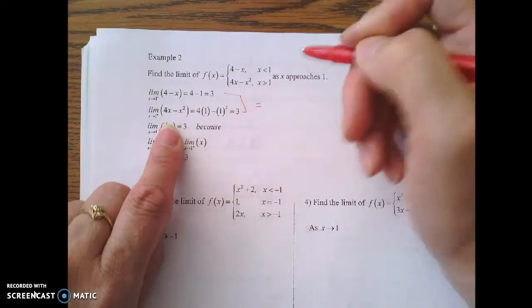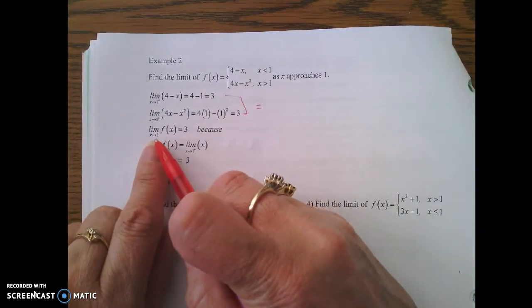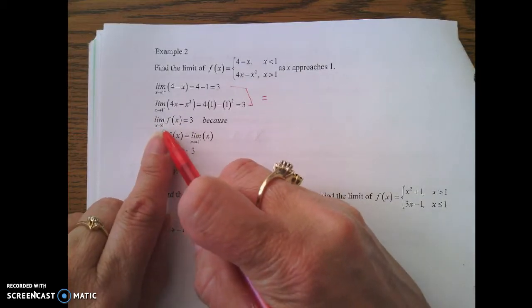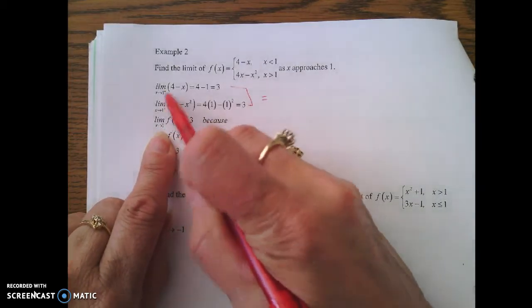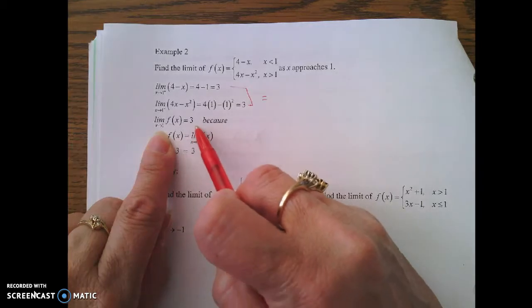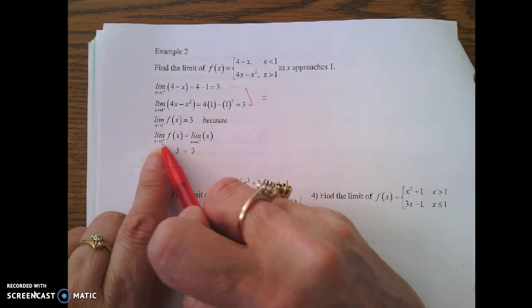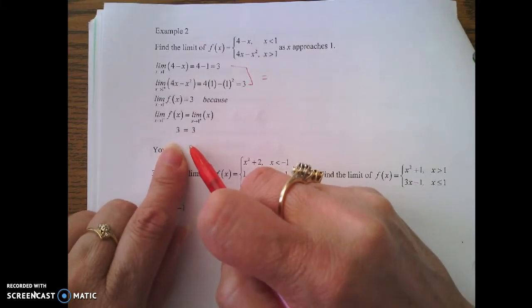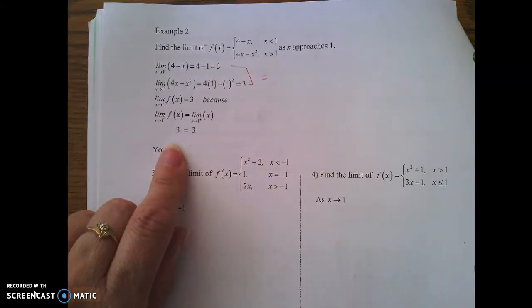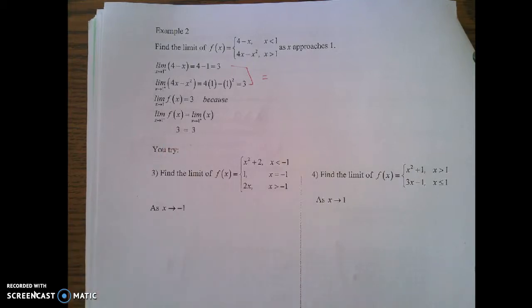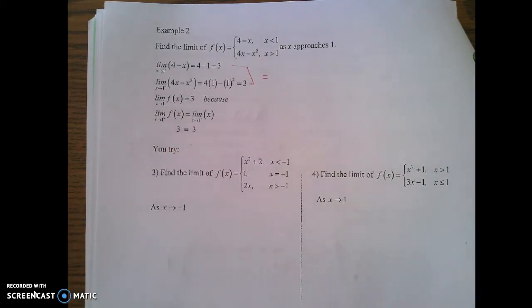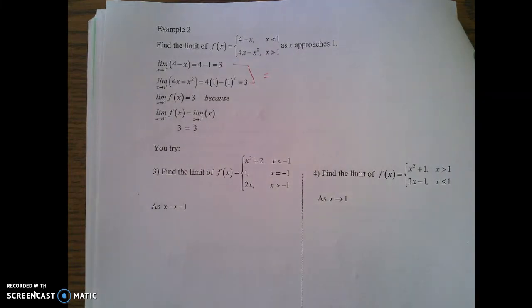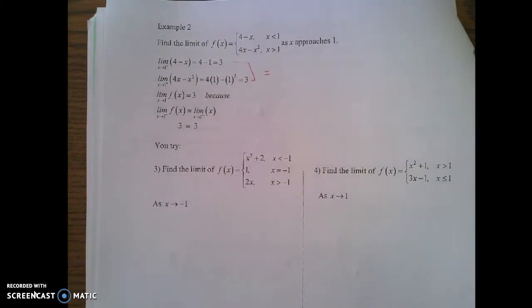These are equal. So the limit of f of x as x approaches 1, kind of combining both of these now, is the number 3 because the limit from the left equals the limit from the right. They're the same finite number. So we did an example of one that did not exist and one that did exist. So now it's time for you to try. All right? So maybe pause and try these on your own and then come back and check.